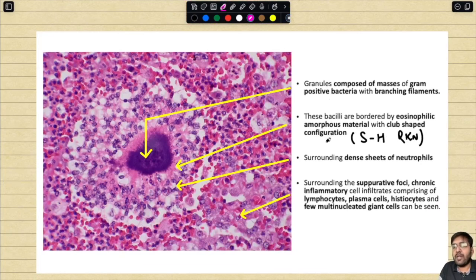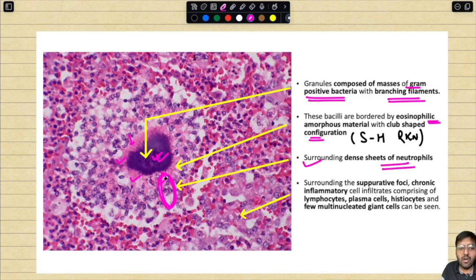So as you can see in this diagram of actinomycosis, at the center you can see the granule, which is composed of masses of gram-positive bacteria with branching filaments. Surrounding this there is an eosinophilic substance, as you can appreciate. These bacilli are bordered by eosinophilic amorphous material with club-shaped configuration. This is called the Splendore-Hoeppli reaction. Remember, this basically represents antigen-antibody reaction and some debris. Now surrounding this reaction, the third important thing over here is the surrounding dense sheet of neutrophils. You can appreciate over here, they are actually extending till here. There is a dense sheet of neutrophils over here.